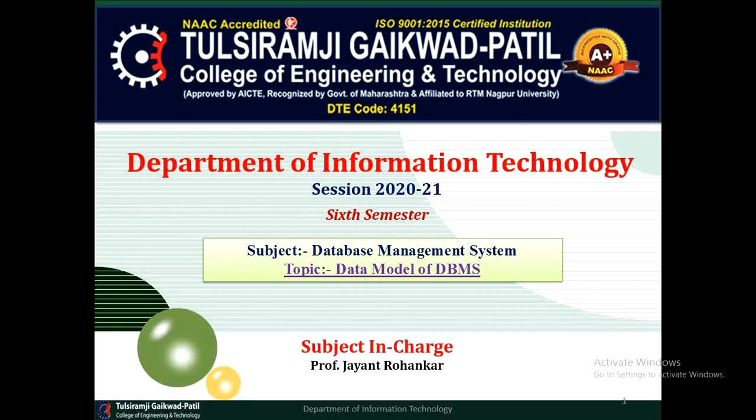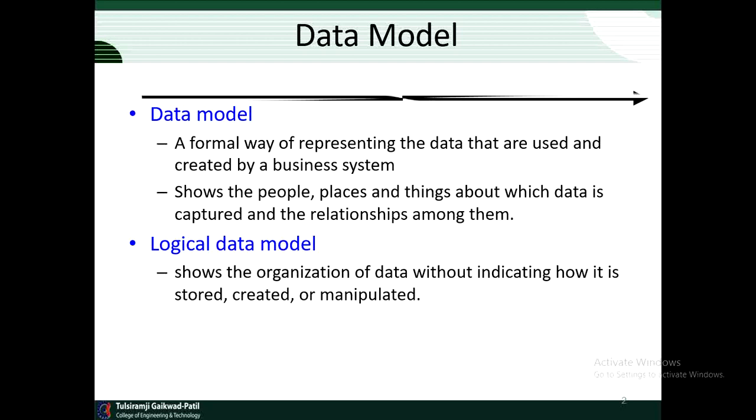Today we are going to learn about the data models of DBMS. In this we will see how the data is to be modeled and how it is used by the user. We will start with the basics regarding the data model: a formal way of representing the data that are used and created by a business system. It shows the people, places and things about which the data is captured and the relationship among them. So a data model represents the relationship among the people, places, things, that is, the entities.